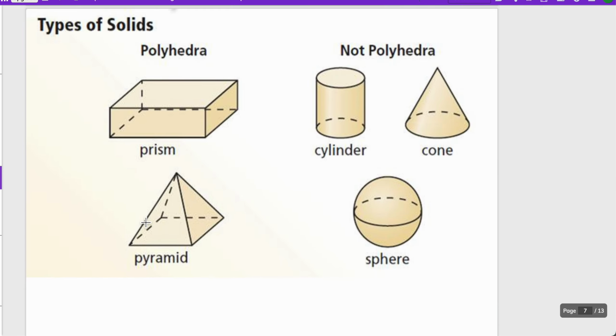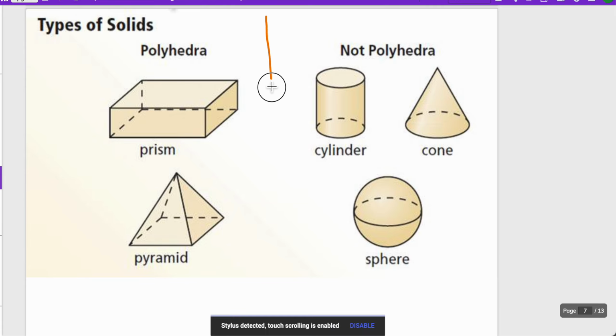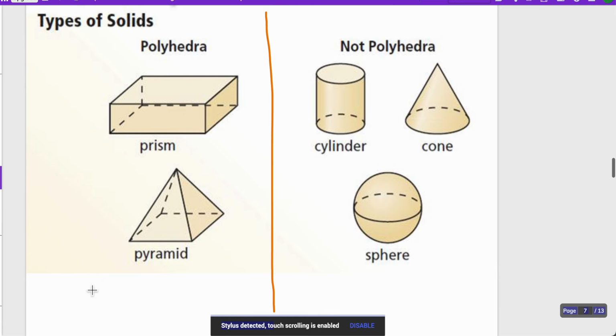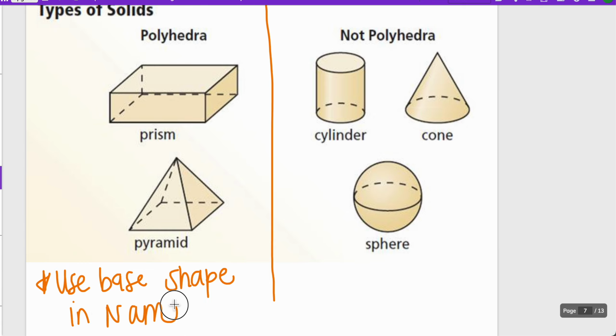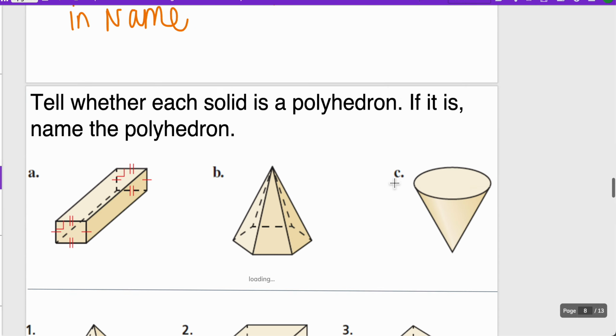We have types of solids. We have polyhedrons and non-polyhedrons. So polyhedrons, remember, have to have a solid bound by polygons. That's why you see on here on the left side, these are all polyhedrons. When you name these, you're going to make sure you use the base shape in the name. On the right side, though, these are not polyhedrons because they do not have polygons bounding the sides. So notice we all have kind of circular motions here with cylinders, cones, and spheres. Those would be considered non-polyhedrons.